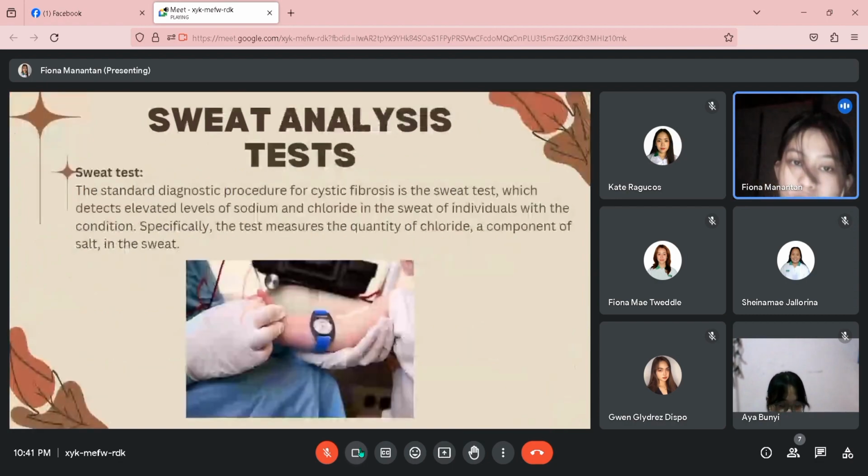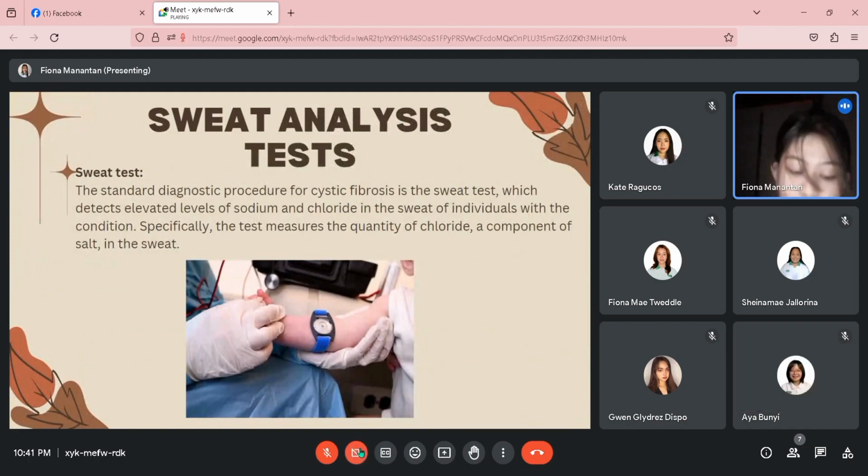Now we move on to the sweat analysis tests. There are a number of different sweat analysis tests used in the medical field, each with its own specific purpose. Now there are two of the most common sweat analysis tests, which we have the sweat test. The standard diagnostic procedure for cystic fibrosis is the sweat test, which detects elevated levels of sodium and chloride in the sweat of individuals with the condition.